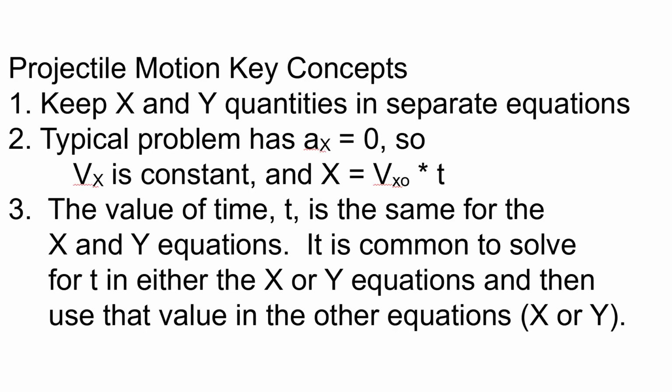So some of the key concepts here. It'll be helpful to yourself, and you only get the right answer, if you put x quantities in one set of equations and y quantities in another set of equations. Do the horizontal and vertical motions separately. In a typical problem, the acceleration in the x direction will be 0 for projectile motion with no air resistance. So the speed in the x direction will be a constant, the velocity will be a constant, and distance equals rate times time.